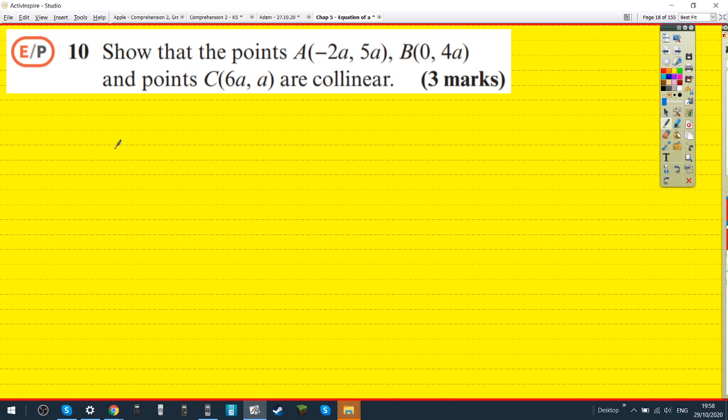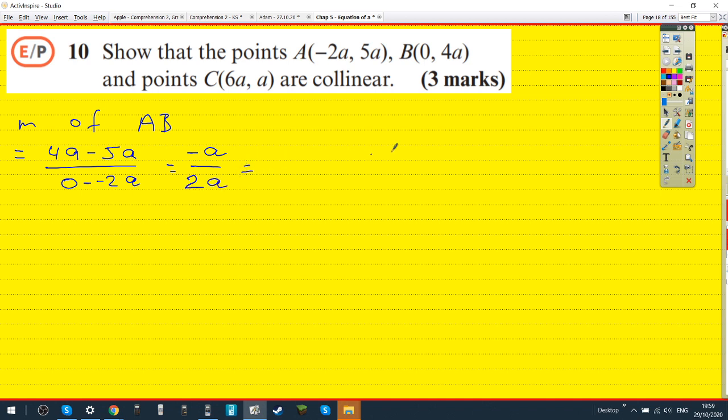So would we have to find out what A is, or you don't need that? Don't need it. So first you work out AB. It'll be 4A minus 5A over 0 minus 2A. So it'd be minus A for the top over 2A. And do you know how to simplify that?